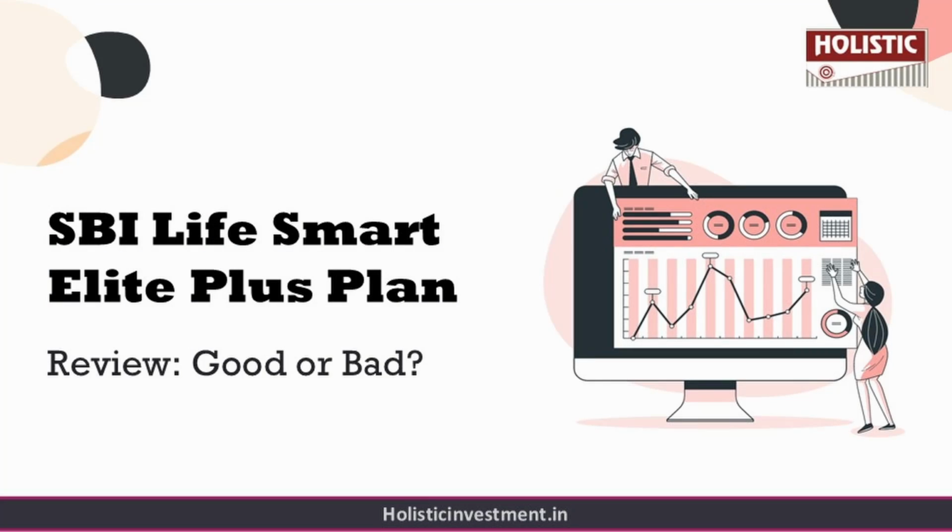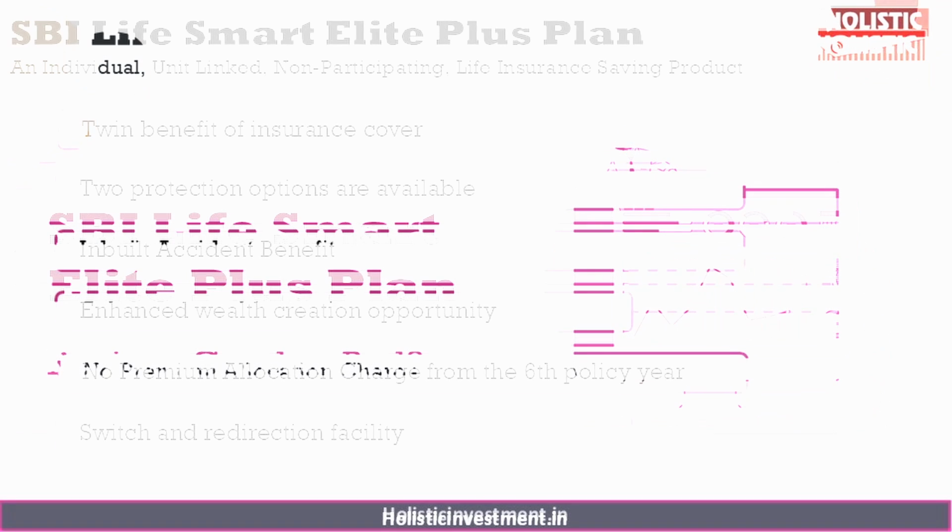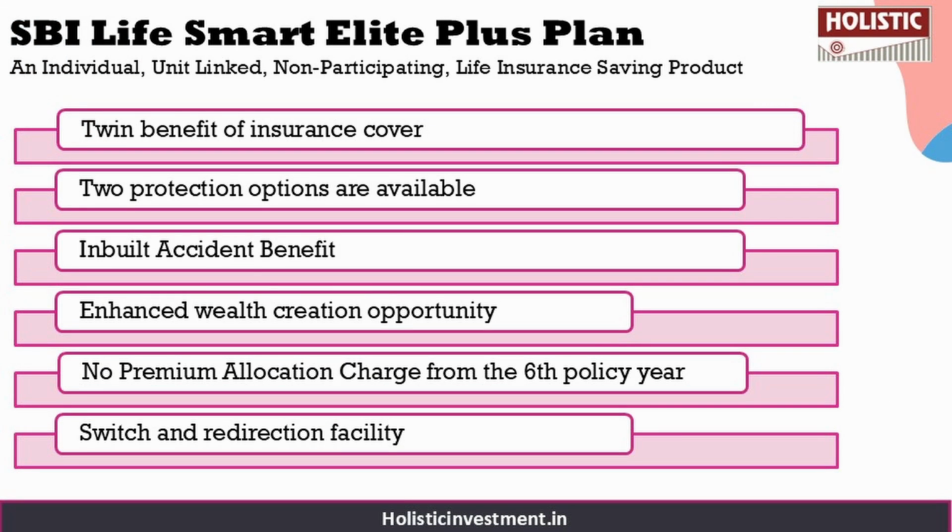Now, before analyzing this policy, let us first understand what this policy is about. This is an individual unit-linked non-participating life insurance savings product. Some of the key features of the policy are: there are twin benefits of insurance cover and market-linked returns in this policy. There are two protection options available, which are the gold option and platinum option, and there are inbuilt accidental benefits, which include accidental death benefit and accidental total and permanent disability benefit.